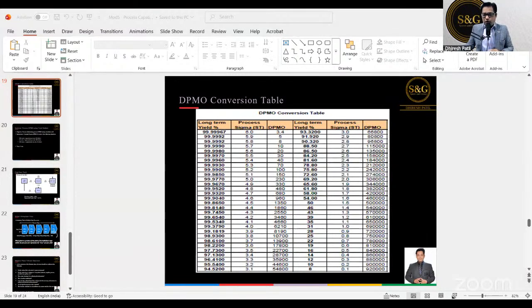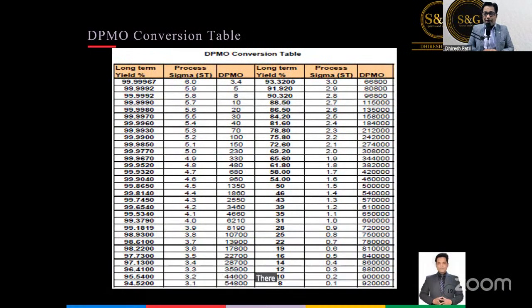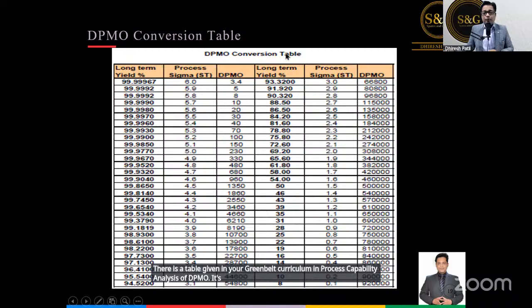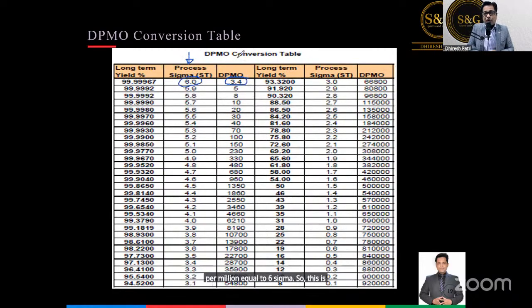Yes, so now the moment we calculate the DPMO of 50,000, there is a table given in your Green Belt curriculum in process capability analysis of DPMO. It's called the DPMO conversion table. Now this is very simple to read. You remember 3.4 defects per million equals 6 sigma. So this is the 6 sigma column and this is the DPMO column. It's a simple conversion.